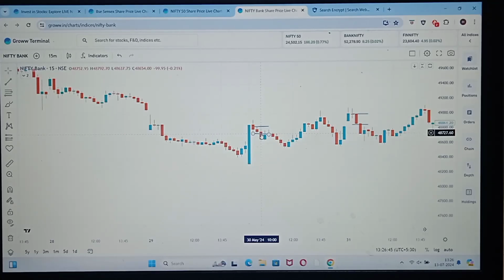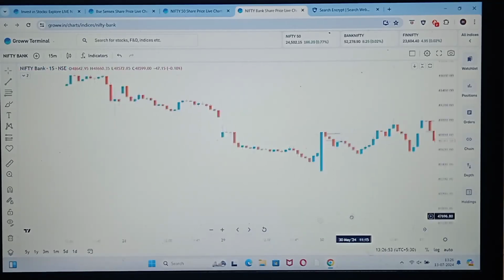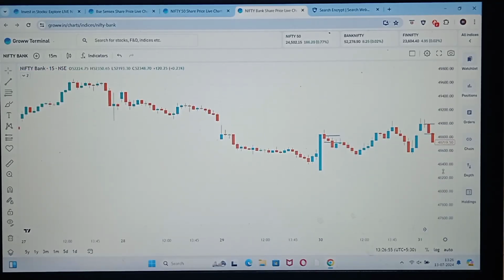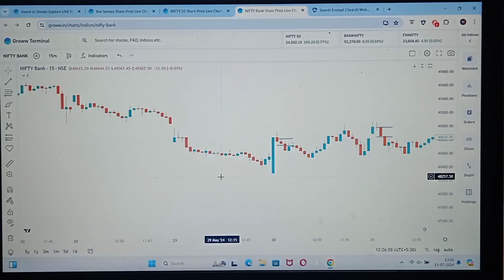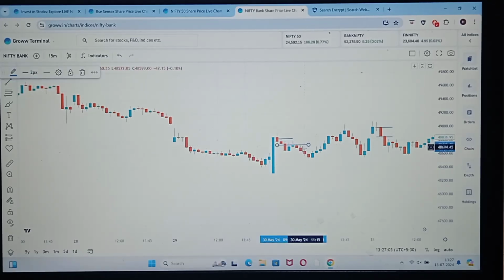at the 48,727 mark. We got a trade, a beautiful trade easily. Here we get 80 points. We will be trailing our stop loss, capturing 20-30 points out of 80 points and booking our profit. Again you can see at 10:45 we got a trade on the downside, we got 200 points here. So easily we got 2 trades on 30 May.